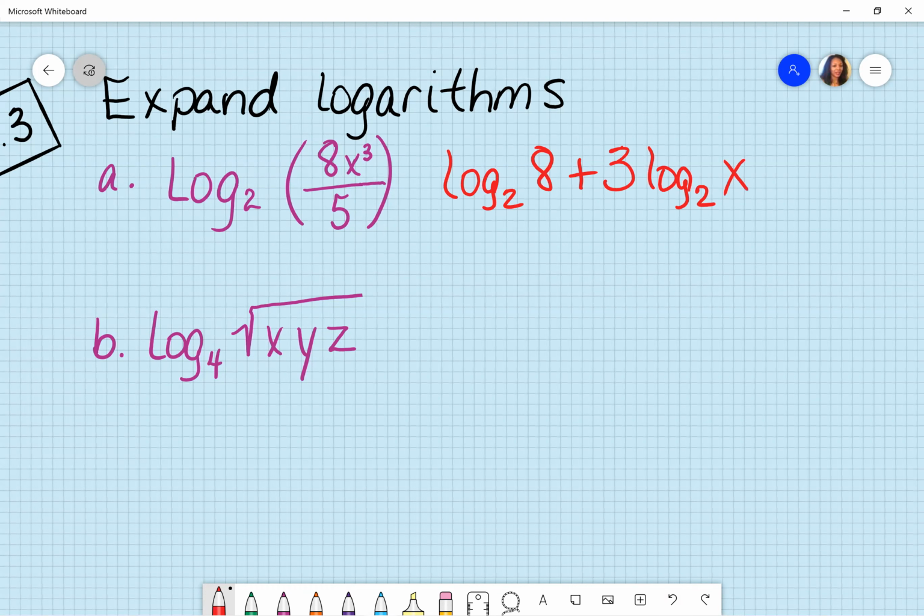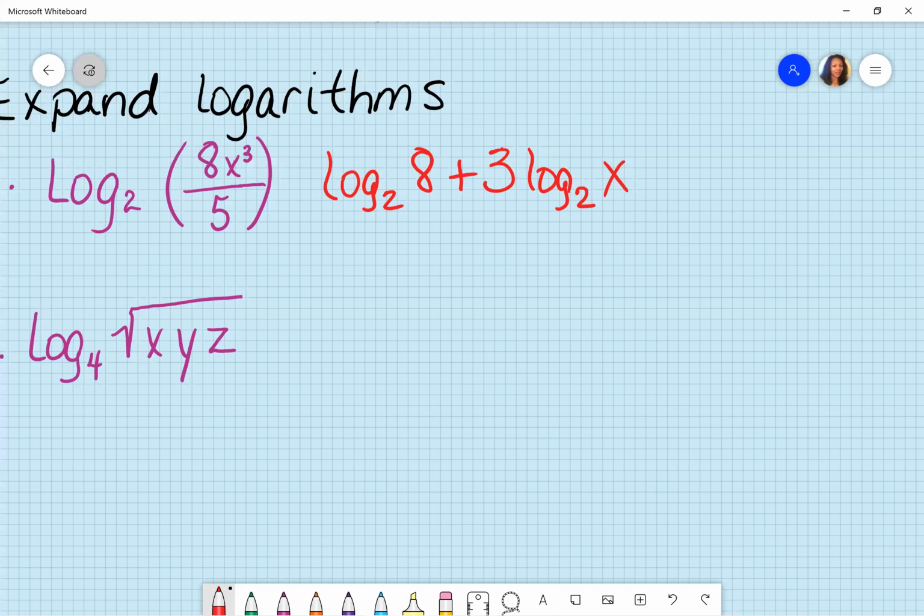So now the rule tells us if we're using a quotient rule, which we are because we have a fraction, that anything that is shown in your denominator, and by anything I mean this 5, will have a subtraction sign in front of it. So a subtraction sign is shown, and then it's still another log base 2 of what? Of 5. So you will think you're finished, but you're not.